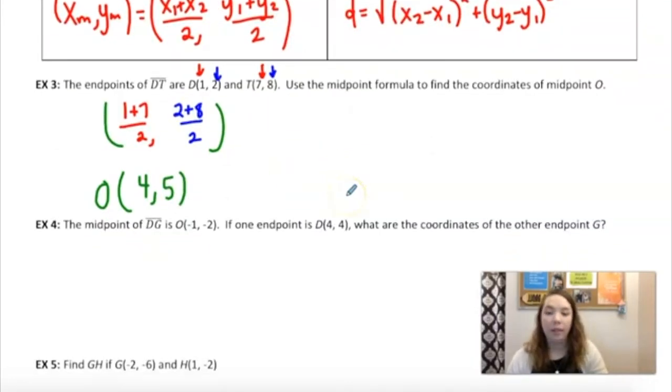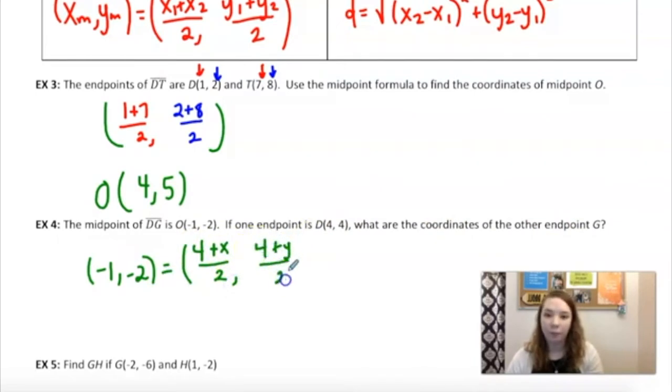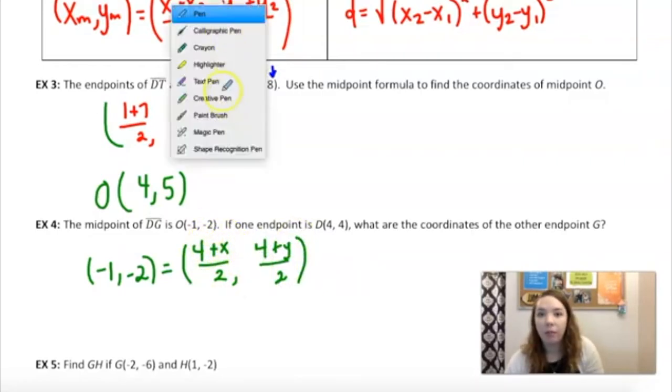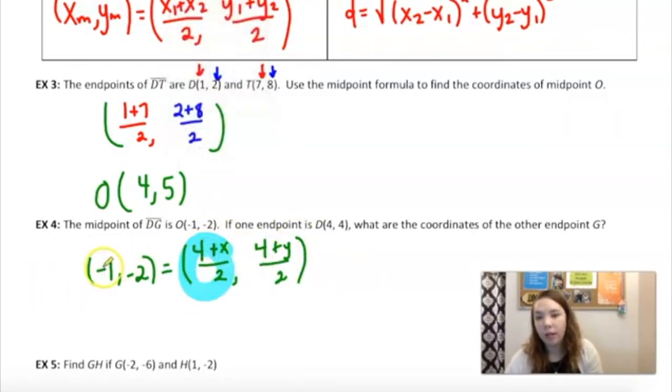The midpoint of DG is O at negative 1, negative 2. This time we know the midpoint. One endpoint is 4, 4. What's the other endpoint? So we'll do 4 plus x over 2, because x is the one we're trying to find, and 4 plus y over 2. This right here is equal to negative 1, so we can set that up and solve.